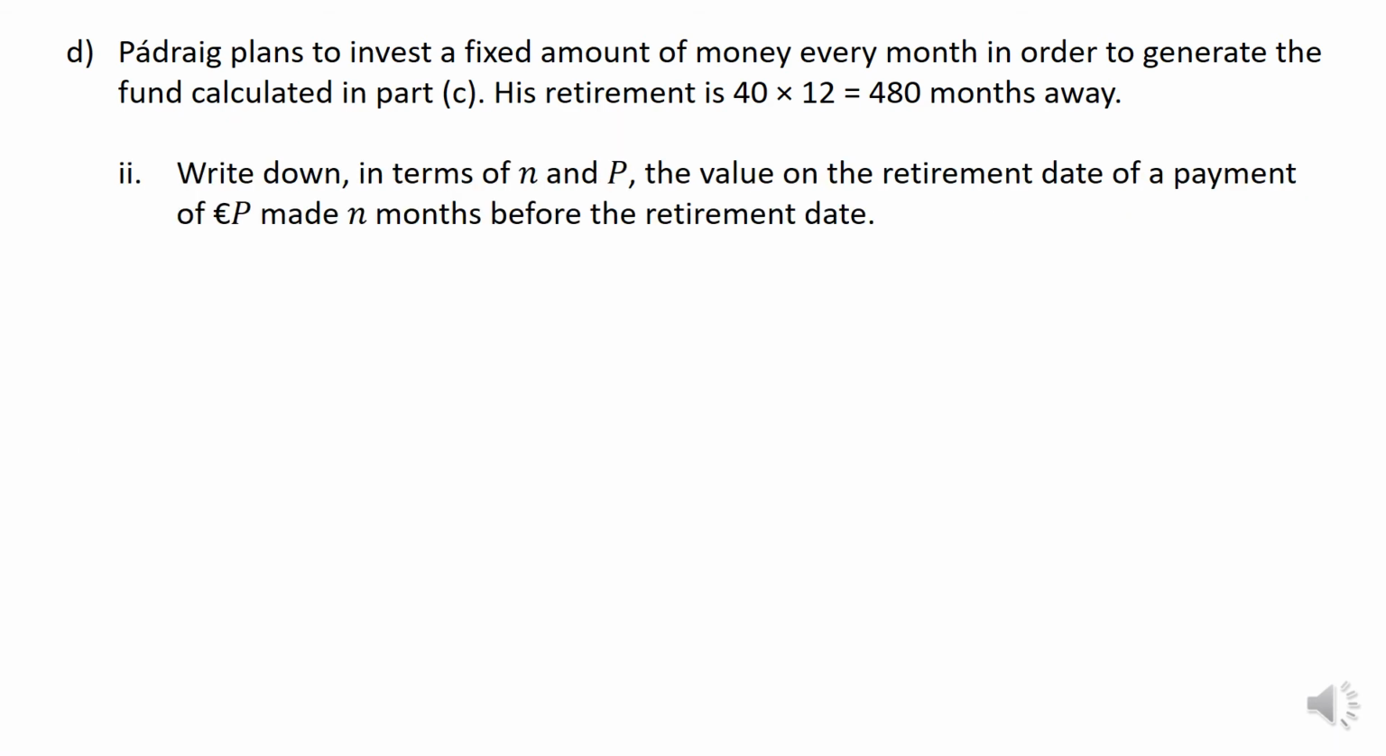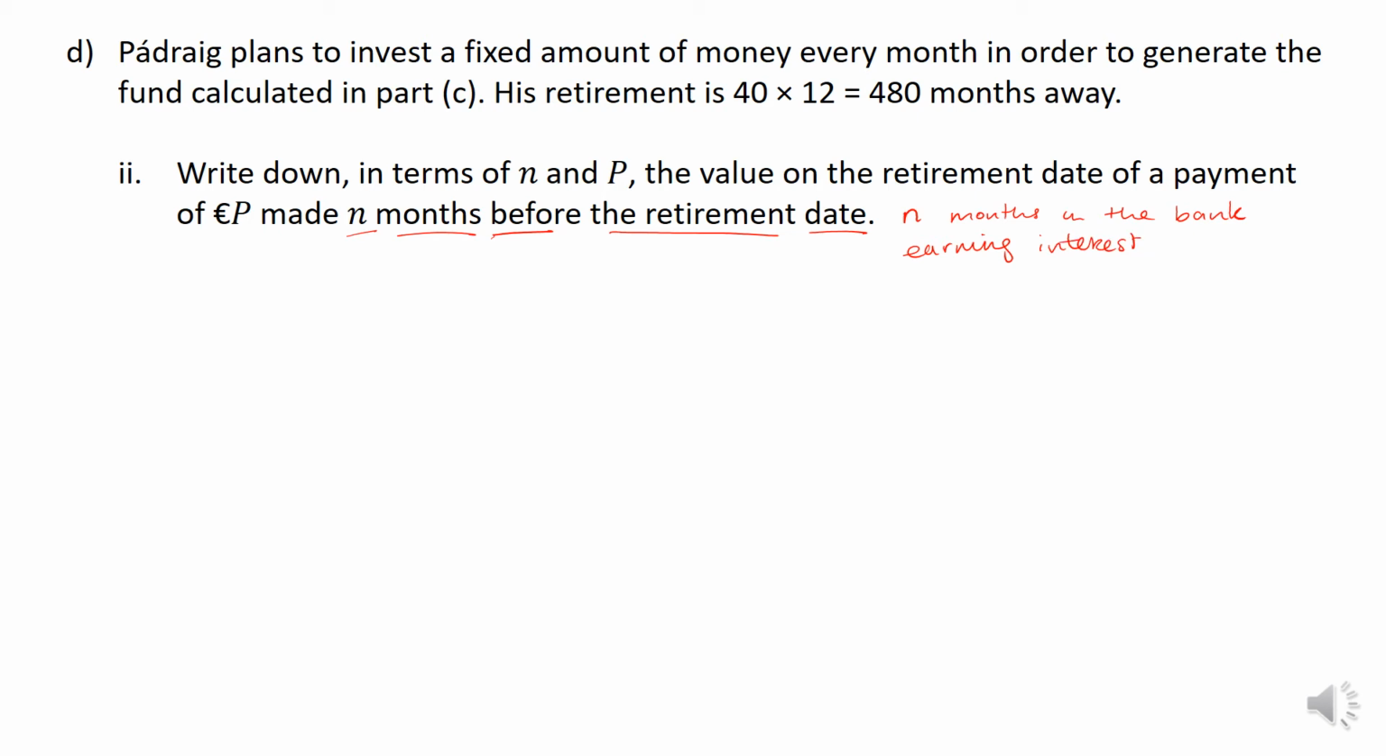Now, D part 2 asks to write down in terms of N and P the value on the retirement date of a payment of P euros made N months before retirement. Okay, so the wording here is a bit tricky. So before the retirement date. Okay, so N months means it spent N months in the bank earning interest.